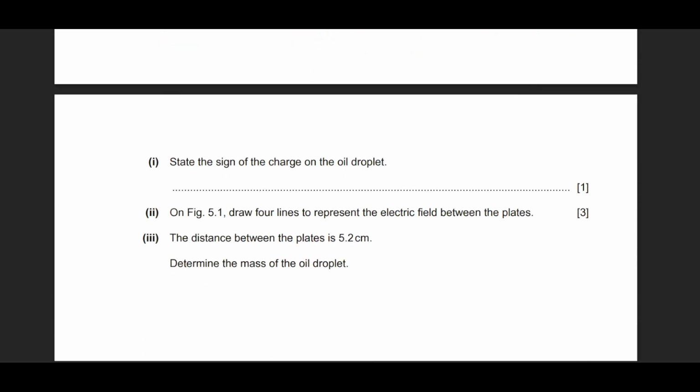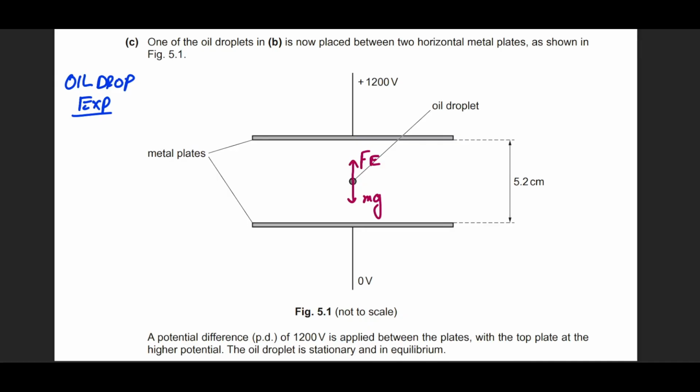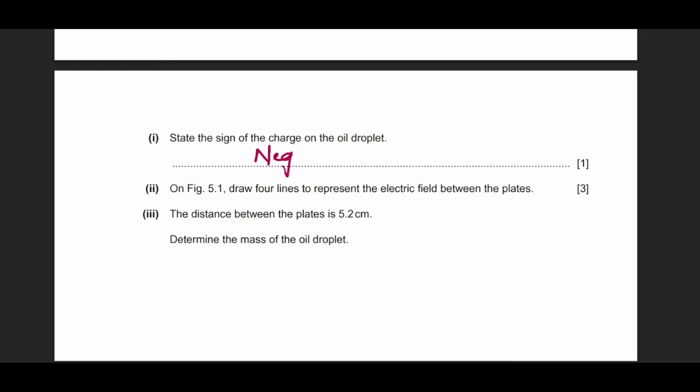State the sign of the charge on the oil droplet. You see, if it has to stay stationary, then this is a positive plate, so the bottom should be a negative plate so that the electric force can be acting against the weight of the oil droplet. So the charge is supposed to be negative.